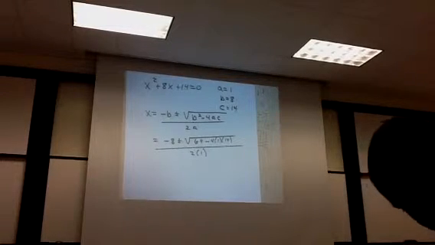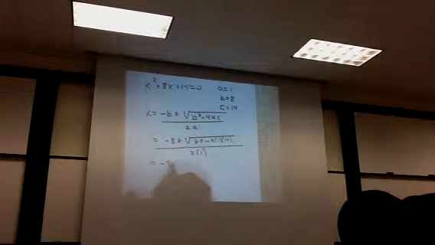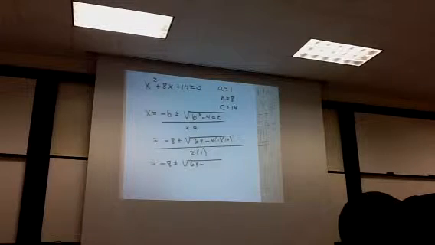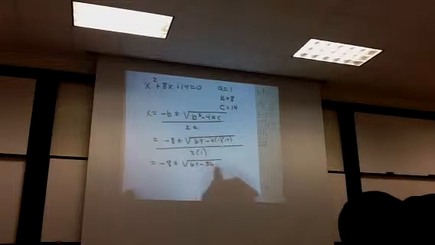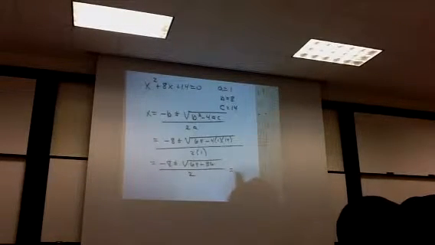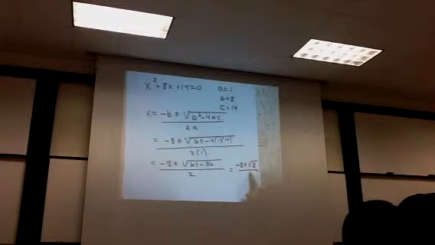That one going to be okay? I think so. All right, so I get negative 8 plus or minus 64 minus what? 56. Okay. Negative 8 plus or minus square root of 8 over 2.